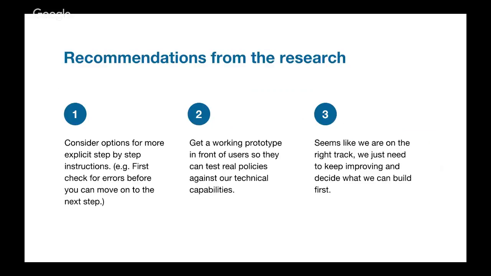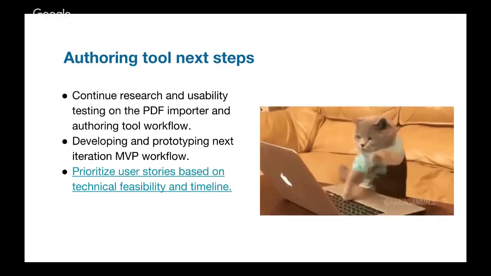The second one would be getting a workable prototype like the one that Atul had developed, where we can get that in front of users and see if it's indeed easier to correct errors that might be in the text versus writing your own text from scratch. And it seems like we're on the right track. We need to just keep improving and building, deciding what we're going to build first.